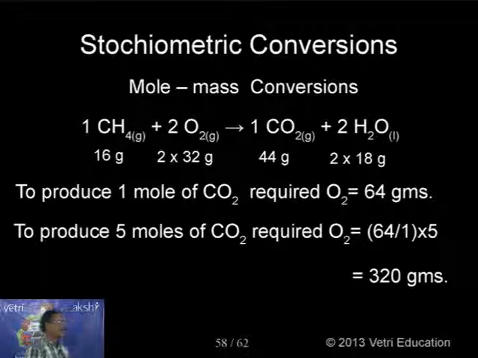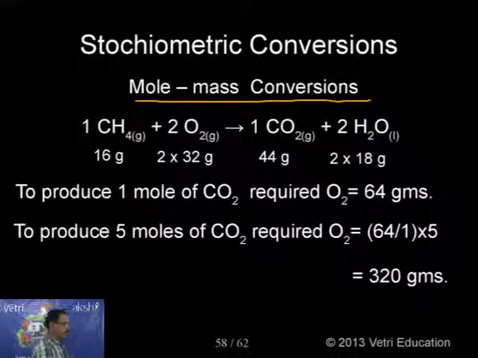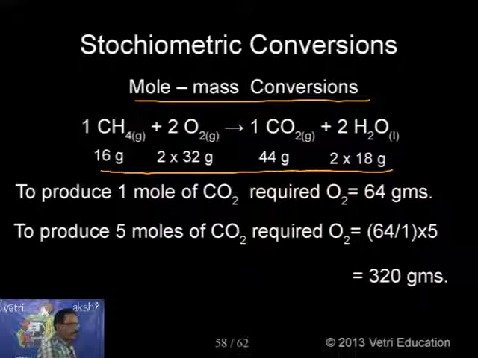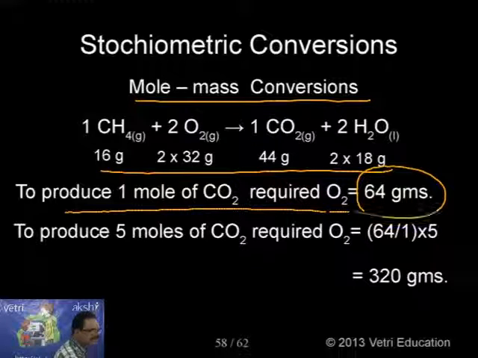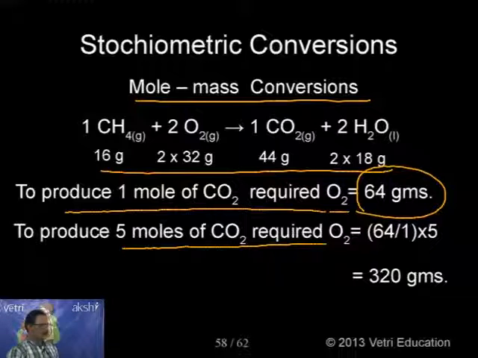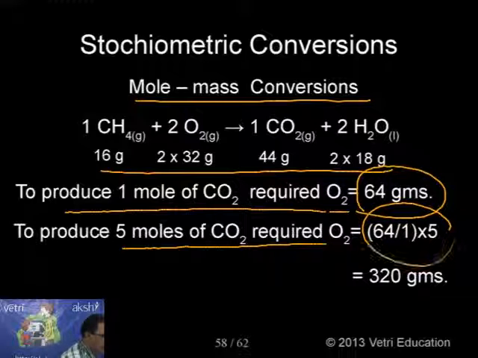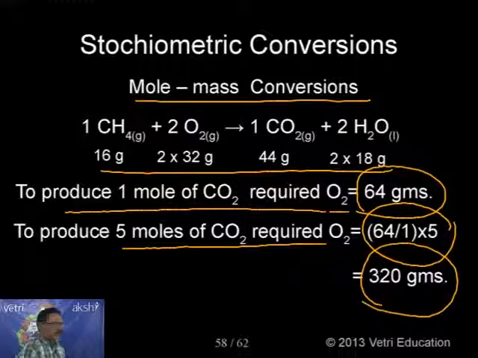In this case, mole-mass conversion is the same thing, which I have brought from the previous one. To produce 1 mole of carbon dioxide, required oxygen is 64 grams, because the question asks how many grams of oxygen are required. That is 2 into 32, which is 64. To produce 5 moles, 64 by 1 into 5 gives 320 grams of oxygen required.